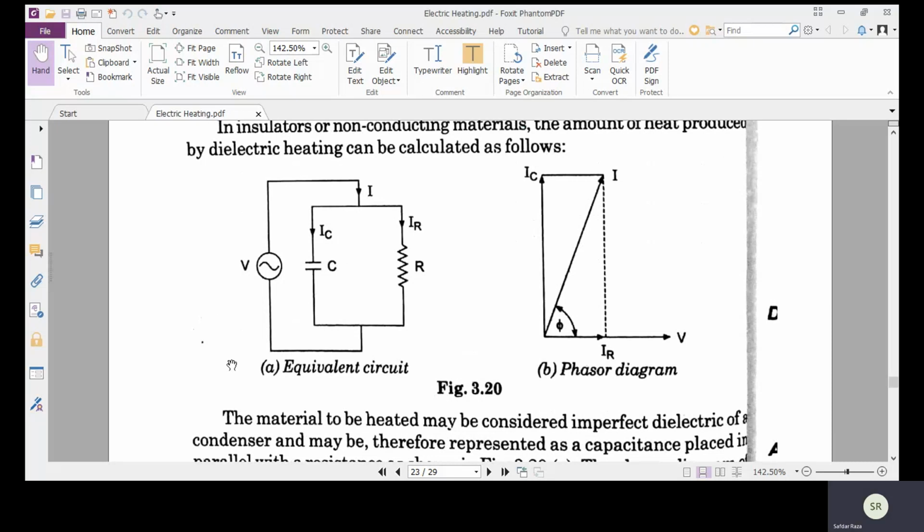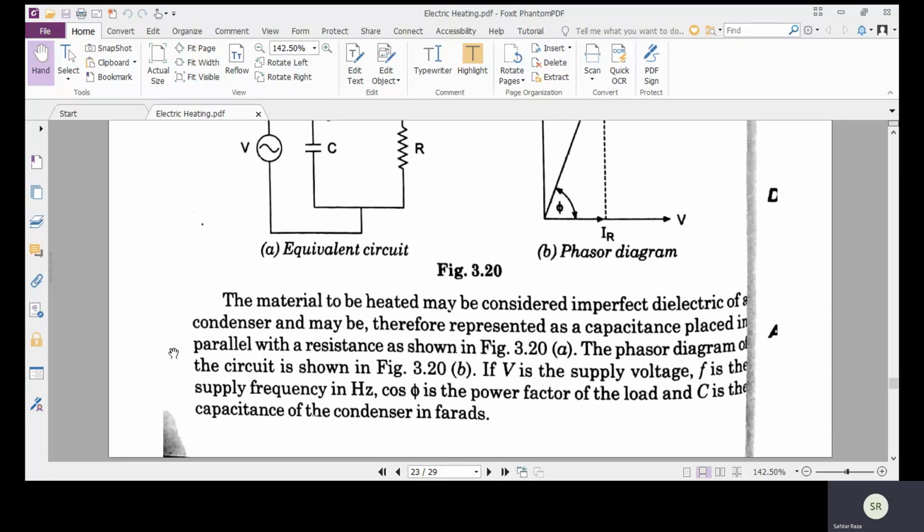So the phasor representation of this figure is shown here, where the horizontal axis is the voltage V, and the vertical axis is the capacitor current IC. If the capacitor or the dielectric material is considered ideal, then the phase difference between IC and V is 90 degrees. But since there is some R, the current lags behind IC by an angle phi due to the presence of IR.